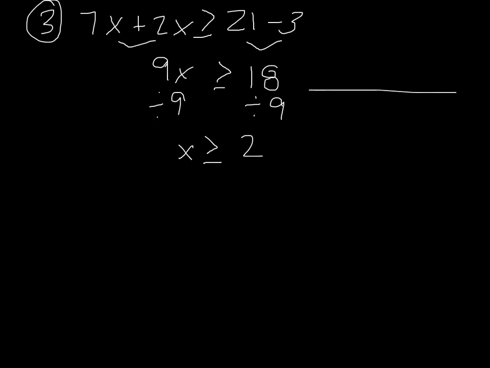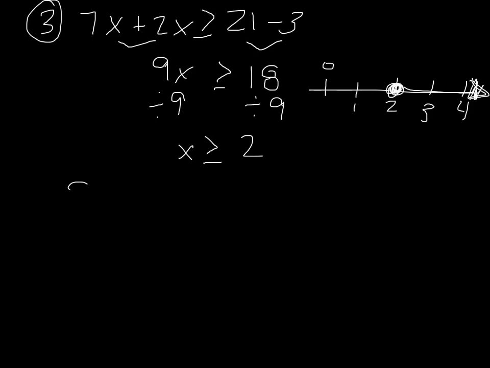Okay, let's graph it out. 0, 1, 2, 3, 4. 2 is going to be a closed circle because it is equal to 2, so it could be 2. And x is greater than or equal to, greater than to the right. So our arrow goes that way, to the right.